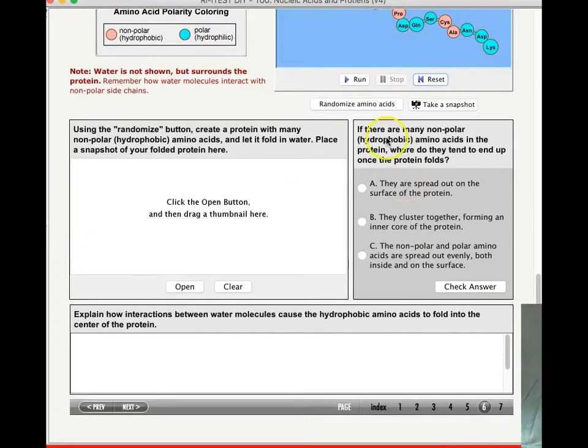So now you have what you need to answer this question. If there are many nonpolar amino acids in the protein, where do they end up? And you can also explain how the interactions between water molecules cause the hydrophobic amino acids to fold into the center. Stop the video and make sure you answer on your lab sheet.